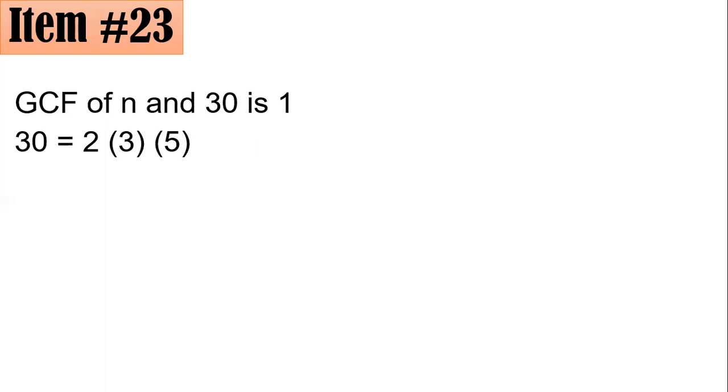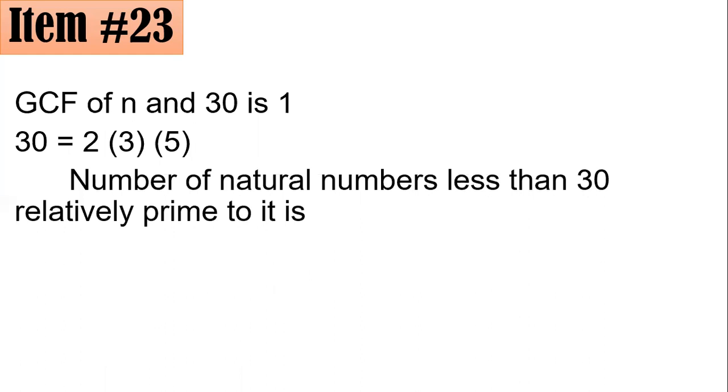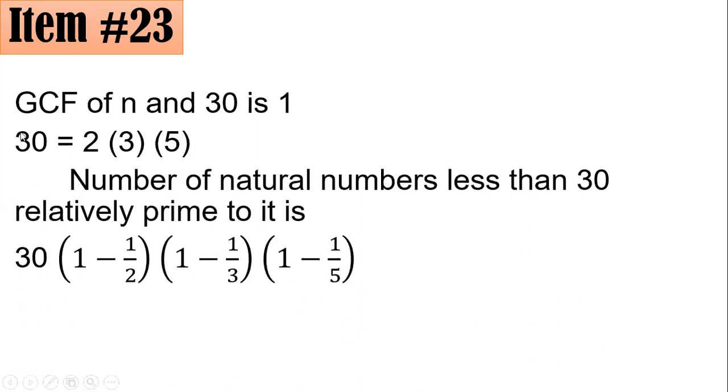30 could be expressed as 2, 3, and 5. So from here, what you do next is you will multiply the number 30 by 1 minus 1 over the prime factor. So in this case, we have 2. Times 1 minus 1 over the next prime, which is 3. And times 1 minus 1 over the last prime, which is 5. If you have more prime numbers here, then you continue with 1 minus 1 over the next prime.